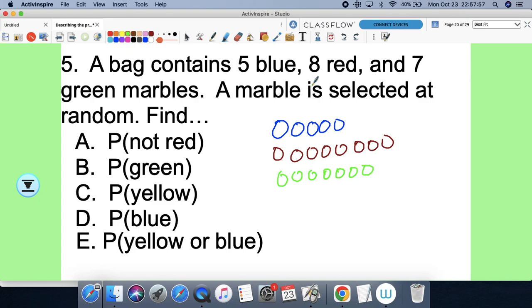Sorry. So going back to this problem, what is the probability of getting not red? So let's do the first one.